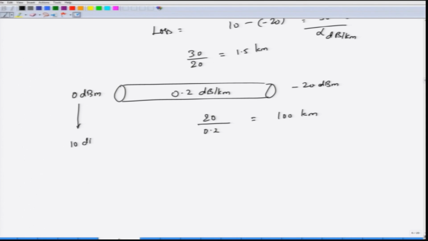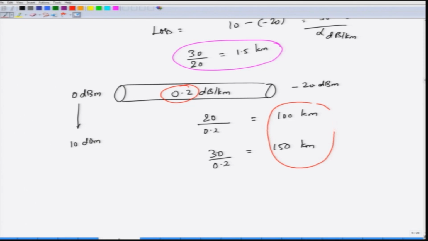If I increase from 0 dBm to 10 dBm, then the distance over which I can propagate will be 30 by 0.2, which I suppose will be around 150 kilometers, right. So you can see the tremendous improvement from the earlier optical fibers, which could go only up to 1 to 1.5 kilometer. Compare that with fibers today with losses as low as 0.2 dB per kilometer: the transmission distances have increased to 100 and 150 kilometer. In fact, this transmission distance of roughly 100 kilometer is the span length, before which you will have to put in your repeaters in the optical communication system. So for a long haul communication system, this 100 kilometer is the span length.